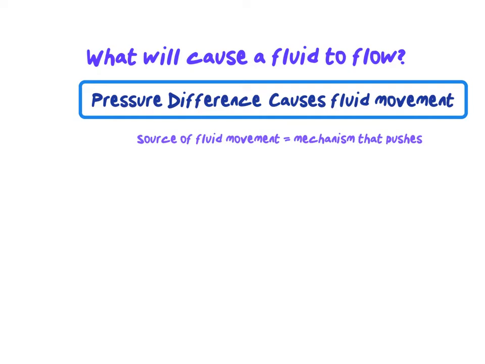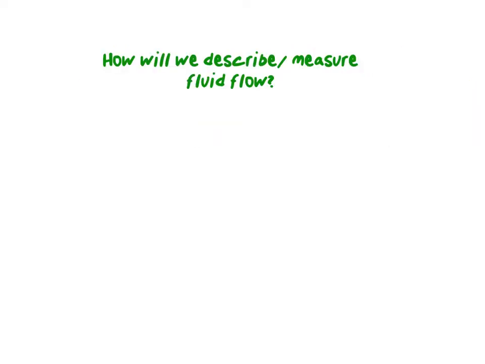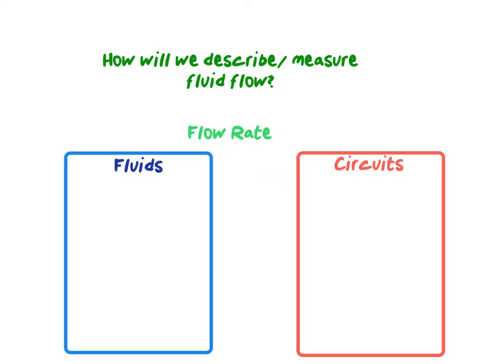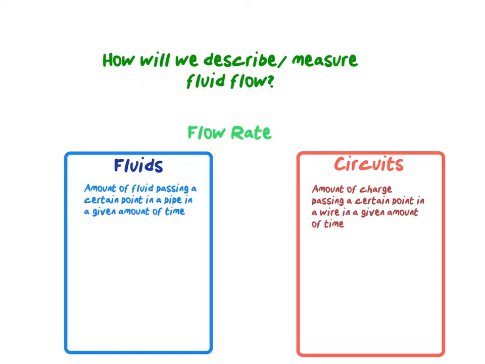Now, in order to discuss fluid flow, we have to come up with a way to measure it or describe it. And we're going to use this term flow rate. So instead of looking at the individual speed of the particles, we're going to look at an overall flow rate of the fluid. Now, if you've studied electricity and circuits, we've talked about the flow rate similarly to the current, where we're focusing more so on the amount of fluid or the amount of charge passing a certain point in a wire, or in this case in a pipe, in a given amount of time.